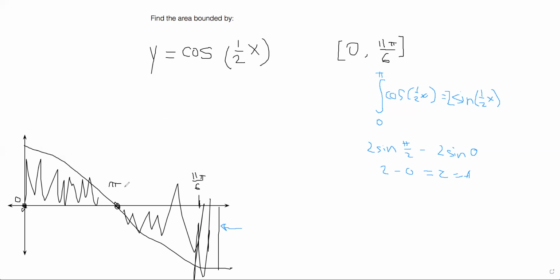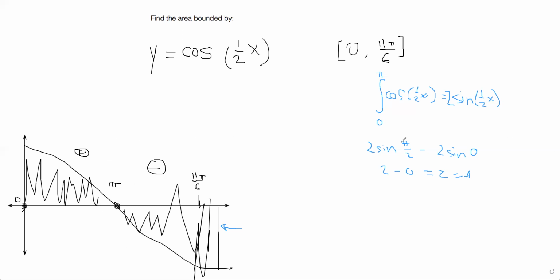Well, in this case, we want to identify the region where it has a negative area. Every time we go from 0 to pi, that would be positive. Every time we go from pi to 11 pi over 6, this would have to be negative. So I want to make this negative, because then we'll have a negative negative and it becomes positive.